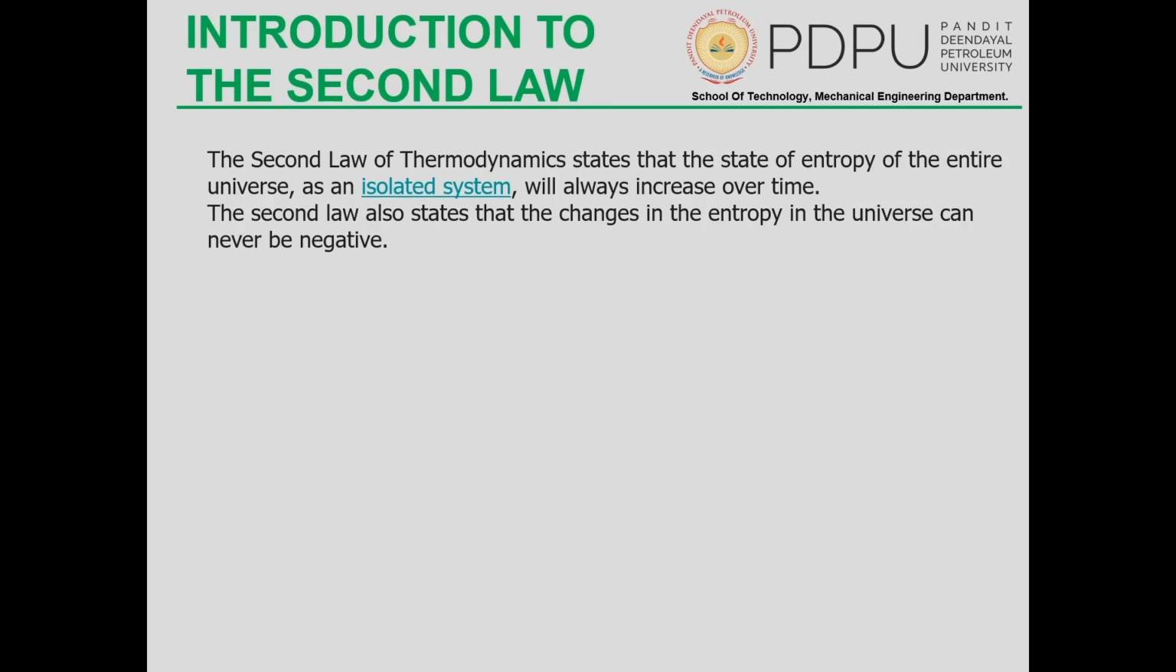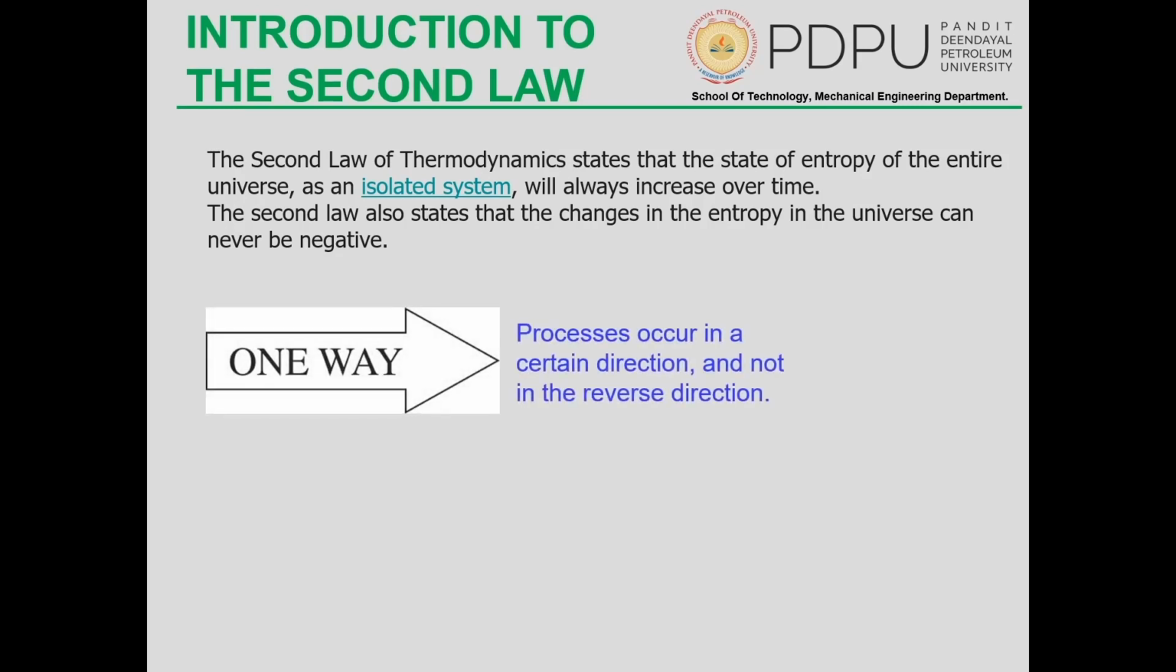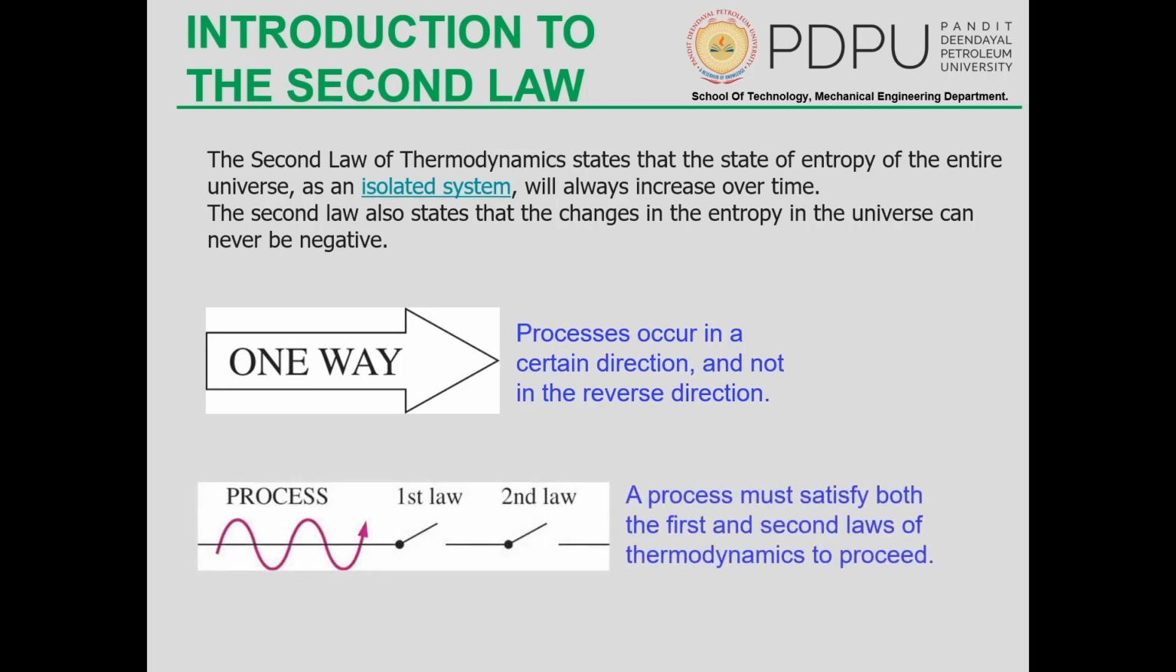It means that along with the quantity, basically how much amount of energy, the first law talks only about the quantity: that energy can neither be created nor destroyed, and it can only be transferred from one point to another. So we have total energy remaining the same, but here we are talking about the direction of the process. The entropy will always increase, so there is a one-way process; the process always occurs in a certain direction.